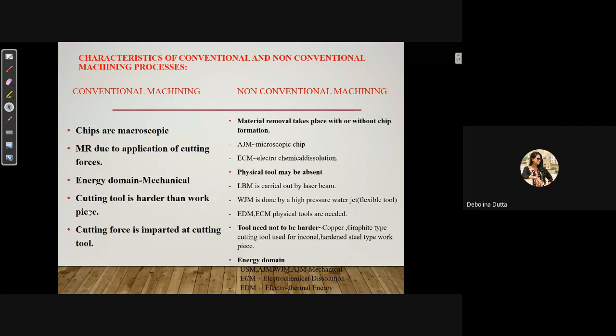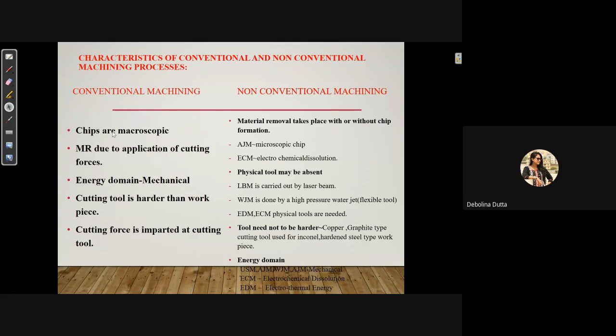From the very first class on the lathe, it is said that in this case the cutting tool, meaning the cutter I will use, its material should be harder than your workpiece. Okay, but in the case of non-conventional machining processes, the tool need not be harder than the workpiece. Copper or graphite type cutting tools are used to cut Inconel and hardened steel type workpieces. So this is a major difference between conventional and non-conventional machining processes.